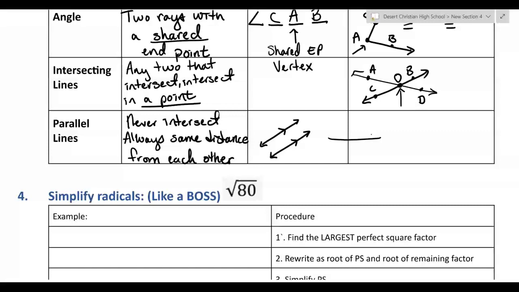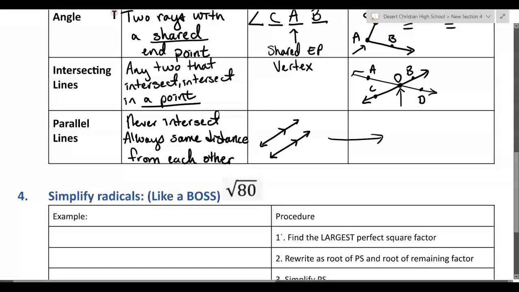Okay. And you could put this in that box just as well. All right, any questions about parallel lines or intersecting lines?